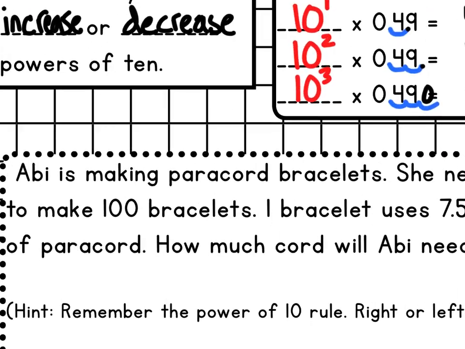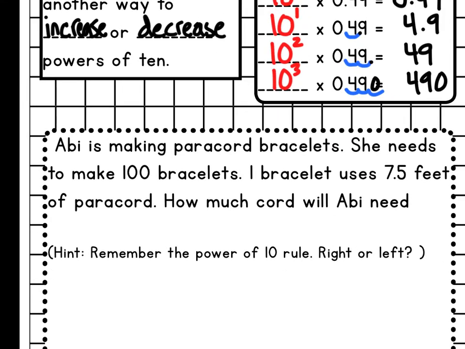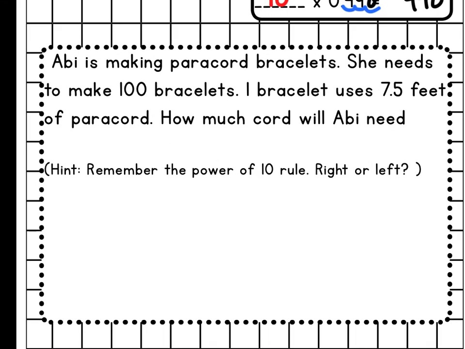So finally, you have a problem to try by yourself. And if you need help tomorrow, we can help you in class. It says, Abby is making paracord bracelets. She needs to make 100 bracelets. One bracelet uses 7.5 feet of paracord. How much cord will Abby need? Remember to look at the hint, and we can work on this tomorrow in class.